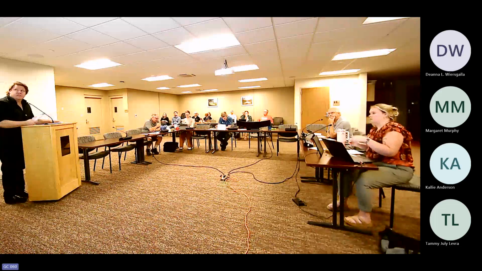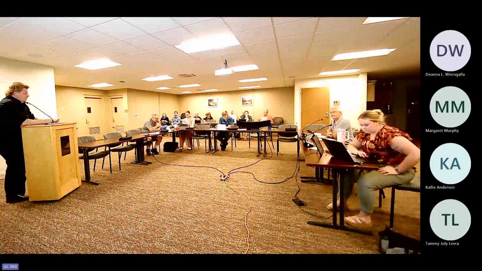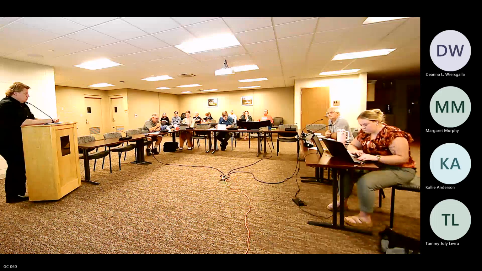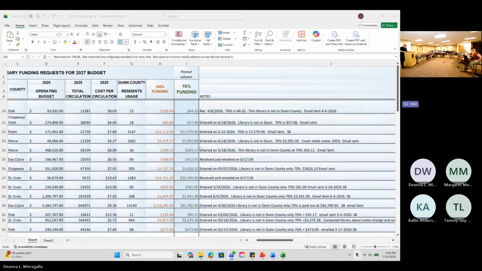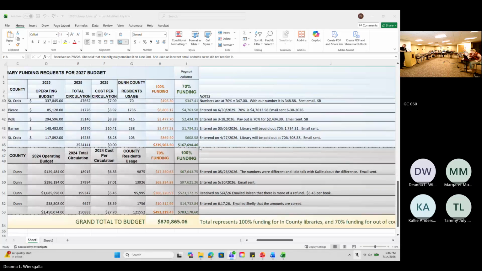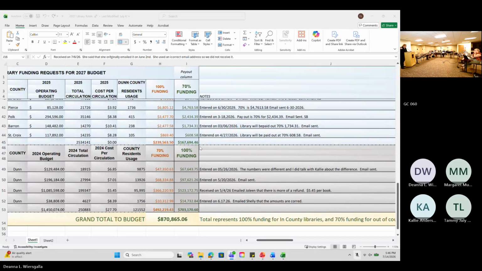I couldn't find that number anywhere on here. Sorry, I don't have the spreadsheet pulled up. Can you scroll down to right before the in-county requests? So right there, 167. I was a little confused on the number. It doesn't really come out anywhere, so I don't know if these numbers are right. Math is hard. That's a good question, Bob. 870.